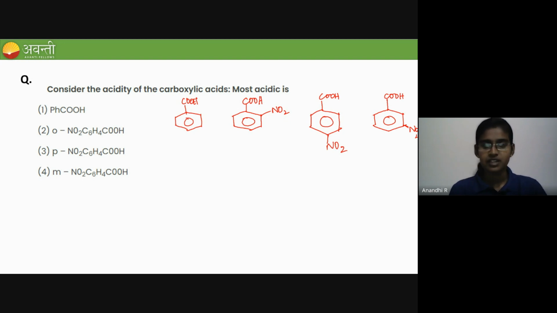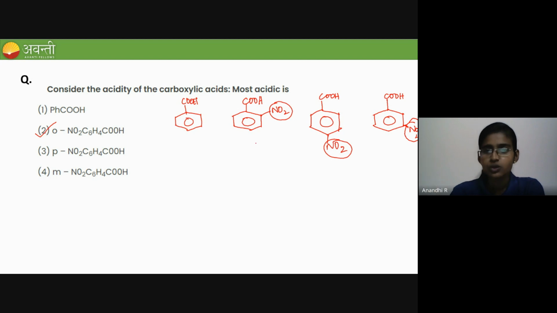Okay. The correct option is 2. The correct answer is option 2. Because you see, we have nitro groups attached in all these compounds. What are these nitro groups, electron withdrawing or electron donating? Tell me. They are electron withdrawing groups.